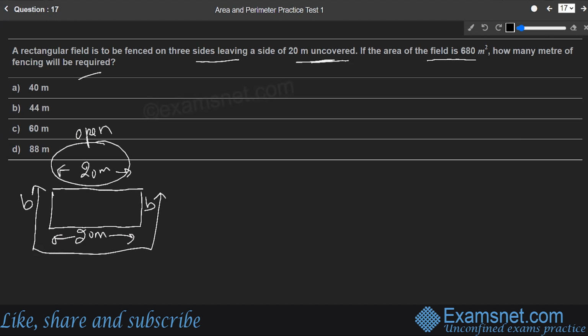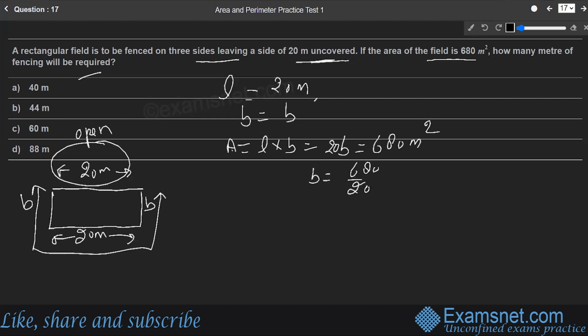Okay. He says the area of the field is 680 meters square. So we'll use this. We have taken L as 20 meter, and the breadth value we have taken as just b. So the area will be nothing but length into breadth, that is 20b. 20b is equal to area given as 680 meter square. So using this, we can calculate the b value, that is 680 divided by 20, which is nothing but 34 meters. So the breadth value has come out to be 34 meter.